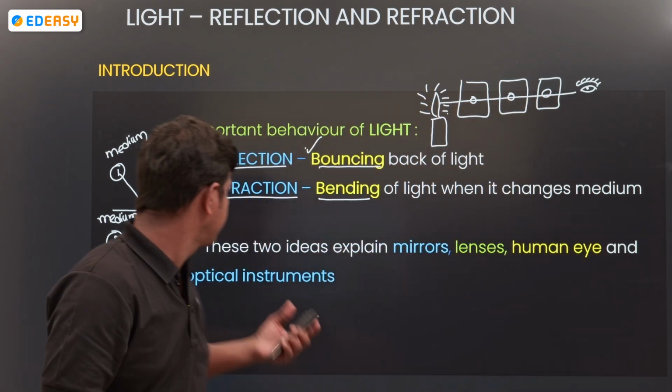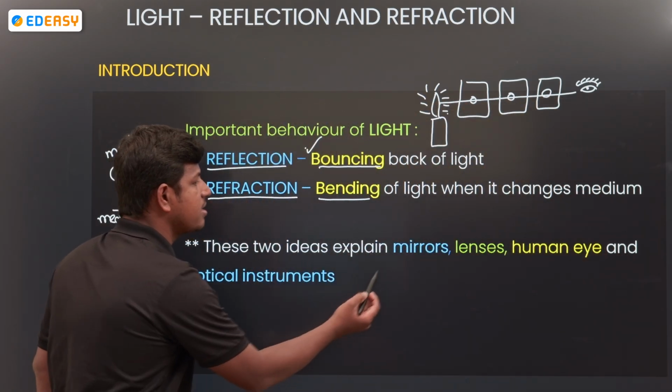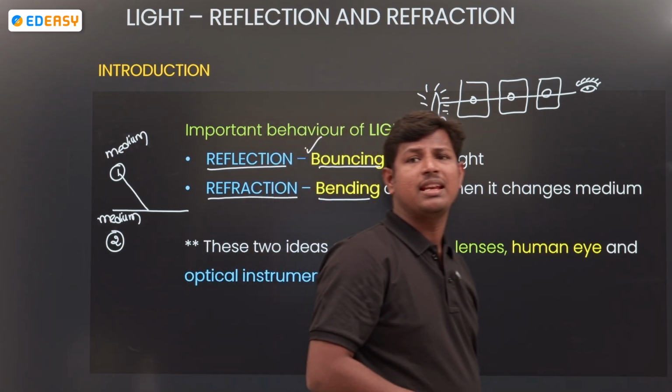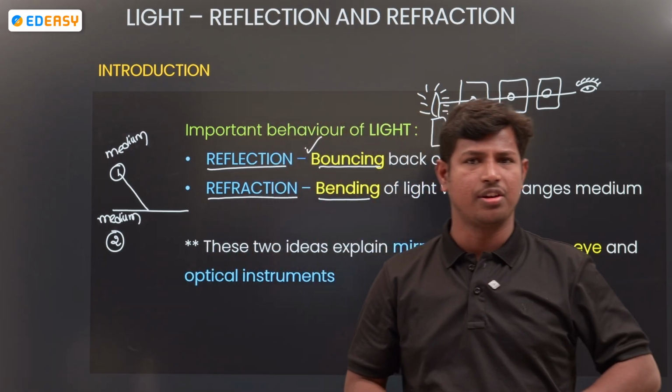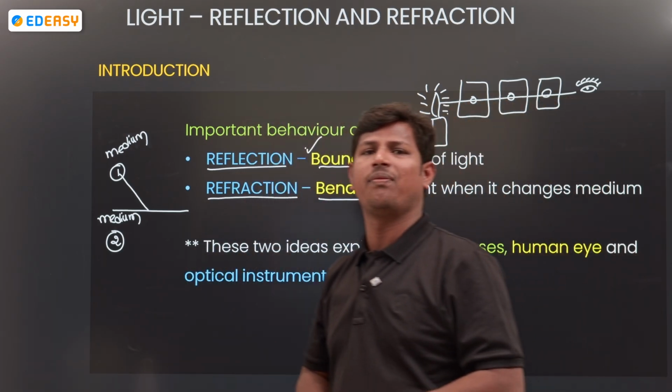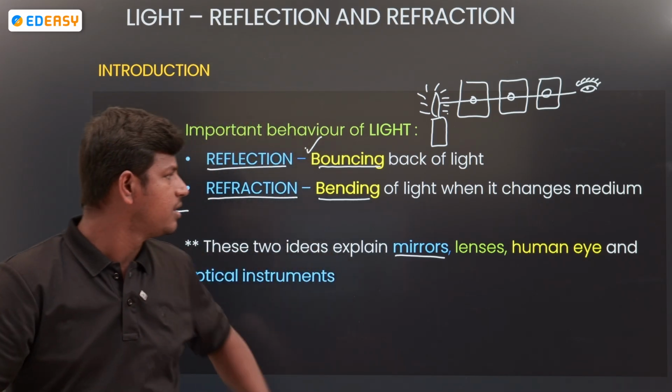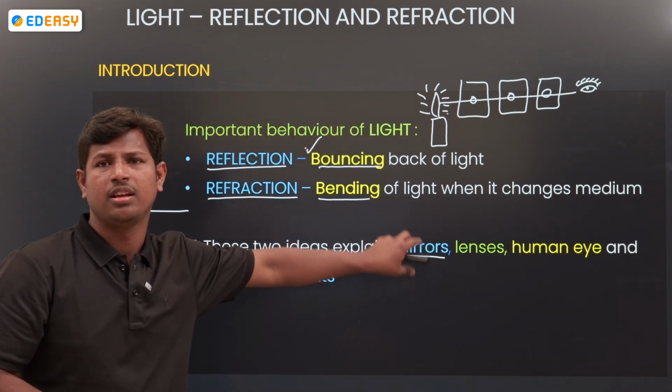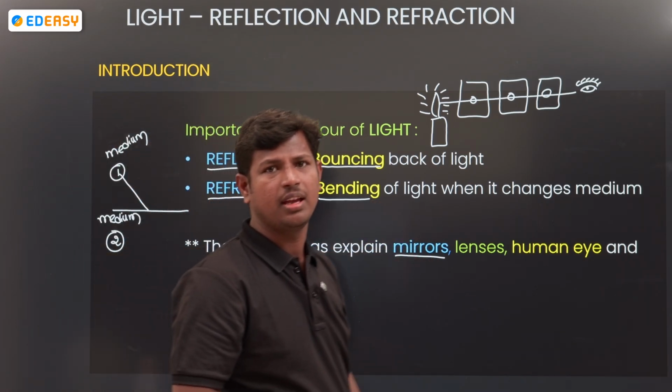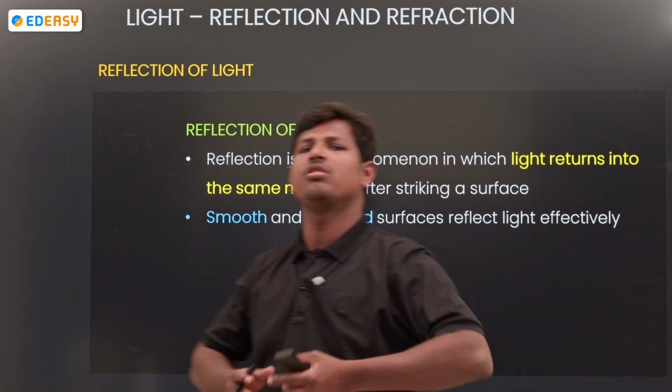Okay. Next, these two ideas explain mirrors, lenses, the human eye, and optical instruments. So based on this reflection and refraction property, these are the things we're going to cover in the chapter on light. Okay. Next one, reflection of light.